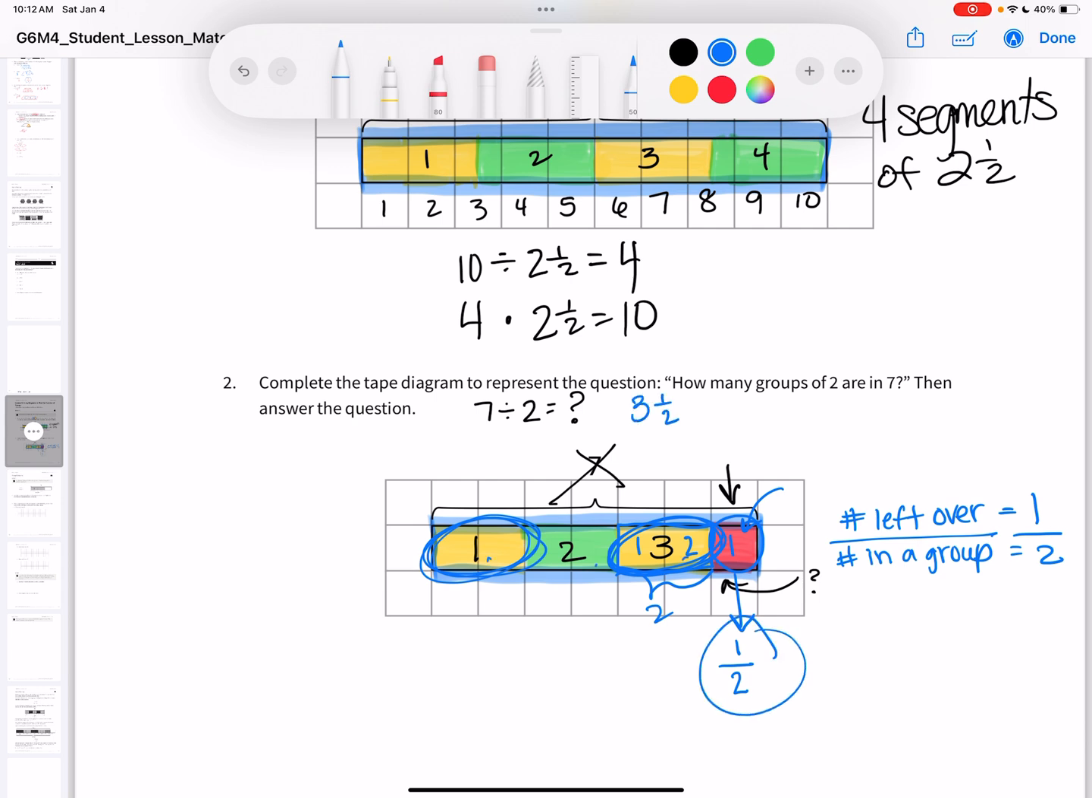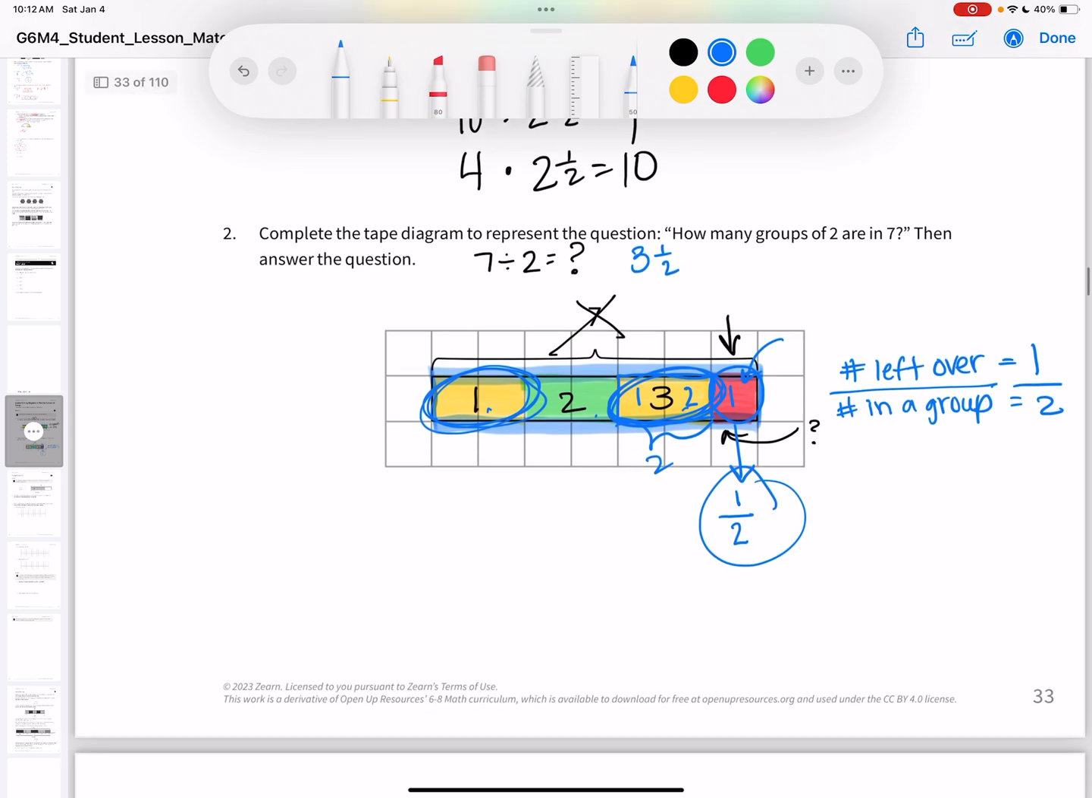3 and a half. If this doesn't make sense to you, it's okay. We will be working in this for a while. It will eventually set in after we practice and practice and practice. Okay? But you know 7 divided by 2 is 3 and a half. But now I just showed you on a diagram how that works. All right, let's keep going.